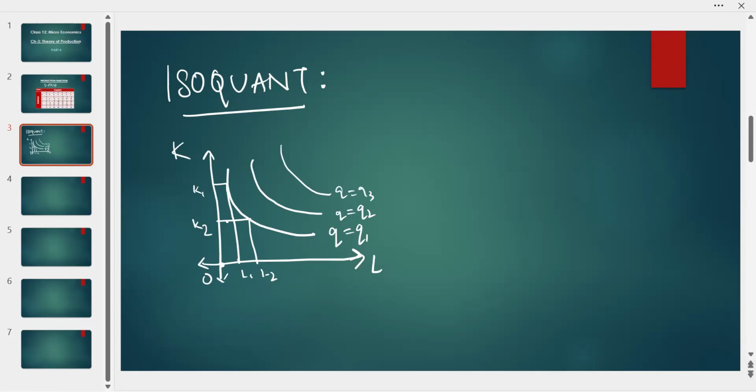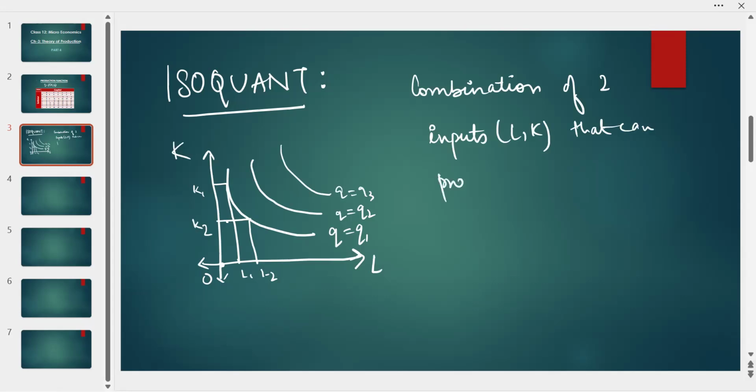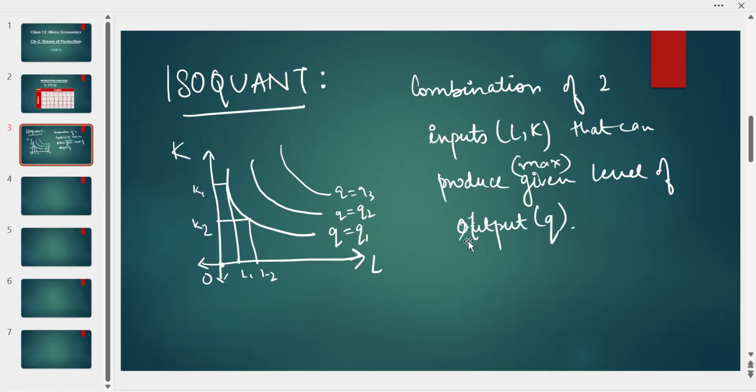So basically, it is the combination of two inputs, here we are considering those two inputs as L and K, that can produce a given level of output, or we can say the maximum level of output. Here we are representing it as Q.